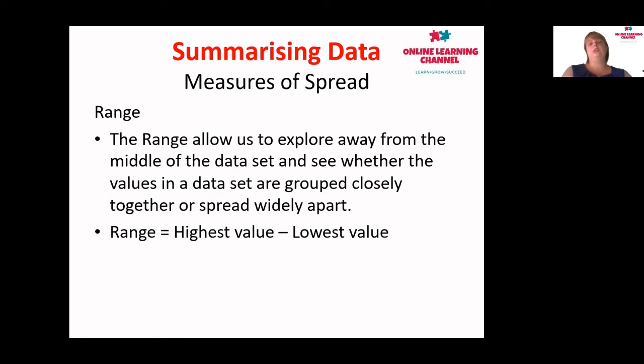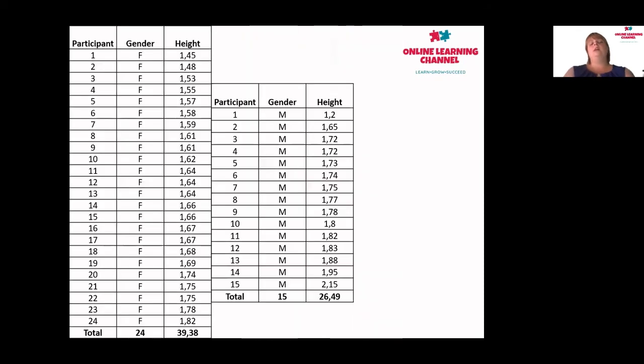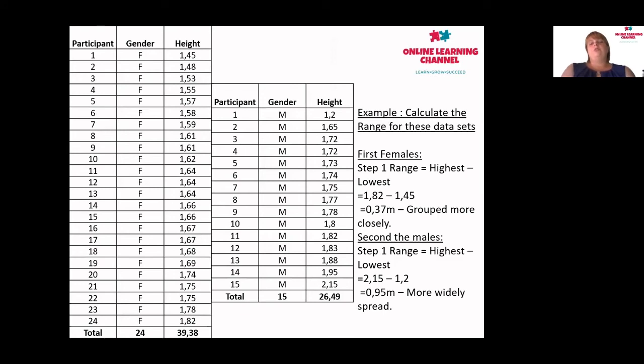Let's just quickly look at the example again. So calculate the range of these data sets. Let's first do the females. Step 1, the range is the highest minus the lowest. So your highest one is 1.82. So you're going to say 1.82 minus your lowest one of 1.45, and that's going to be 0.37.